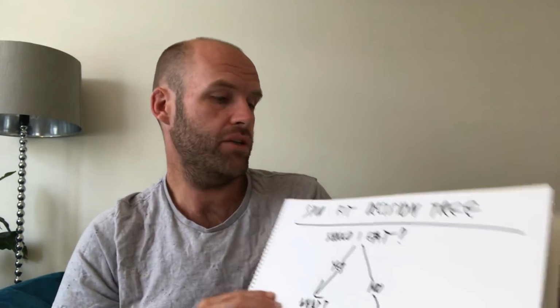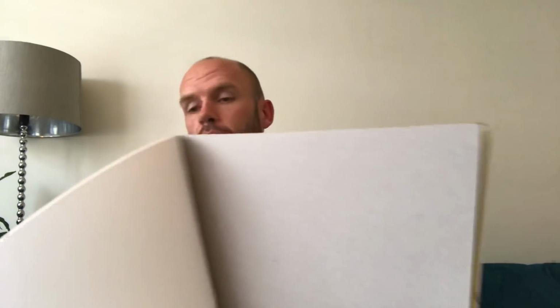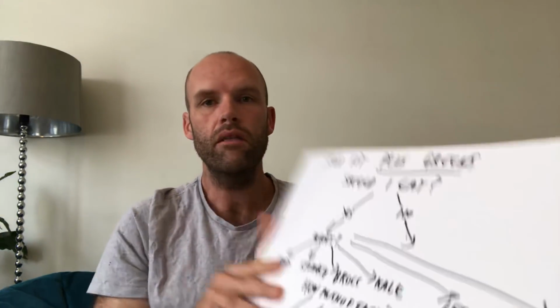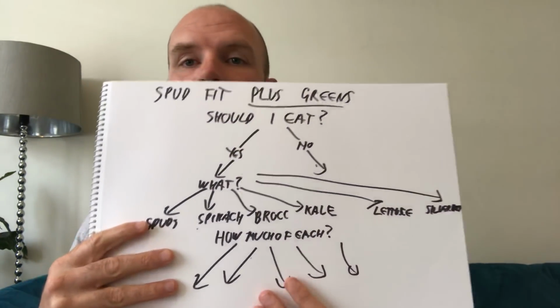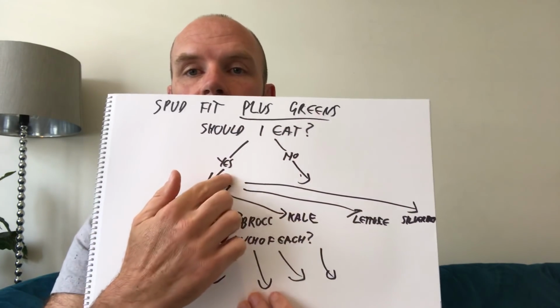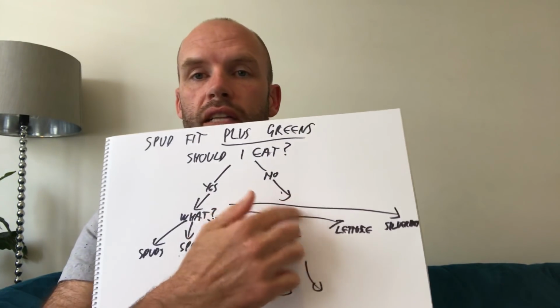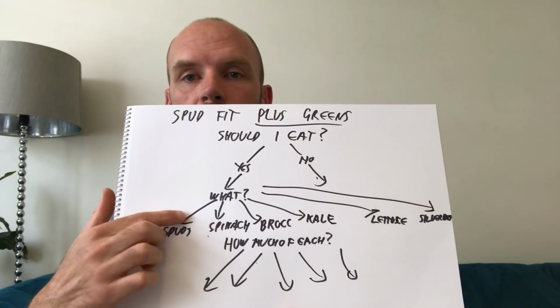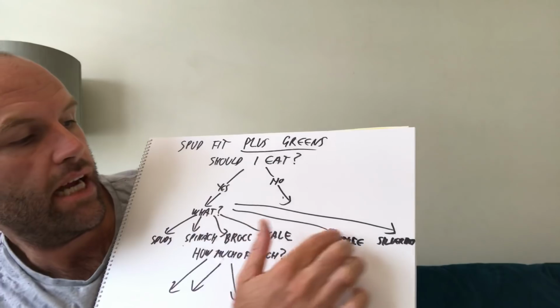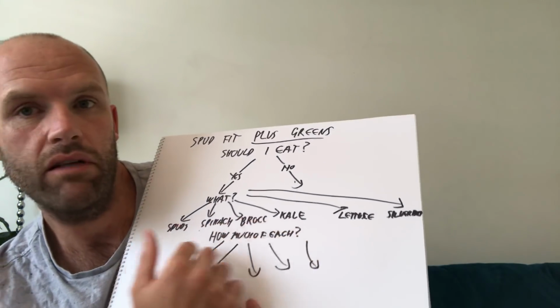All right, and by contrast, if we turn the page, Spud Fit plus greens. Should I eat? Yes or no? All right, if no, then that's the end of it. If yes, then what will I eat? Is it going to be spuds? Is it going to be spinach, broccoli, kale? There's another level of decision making.